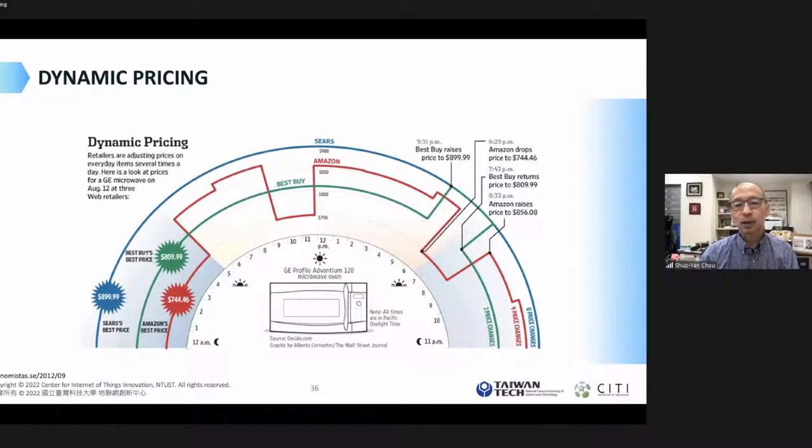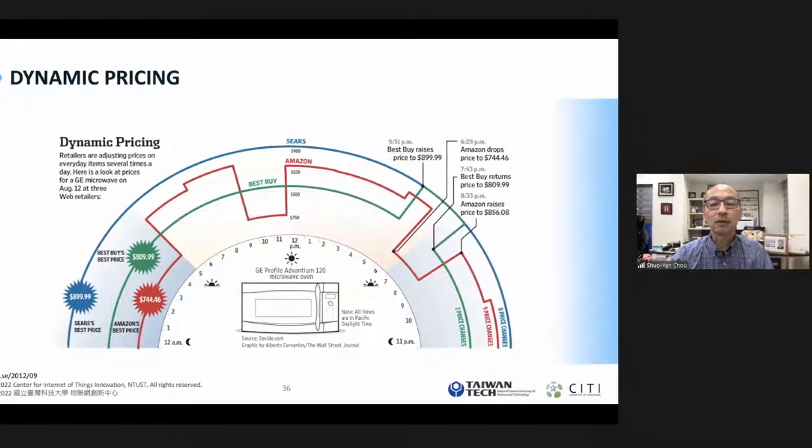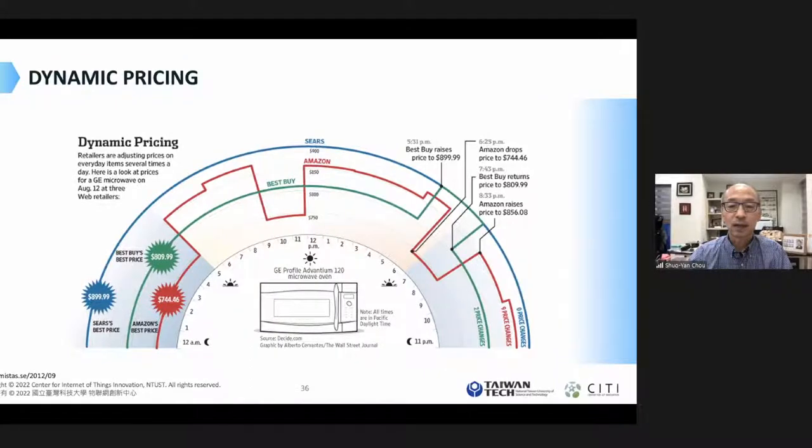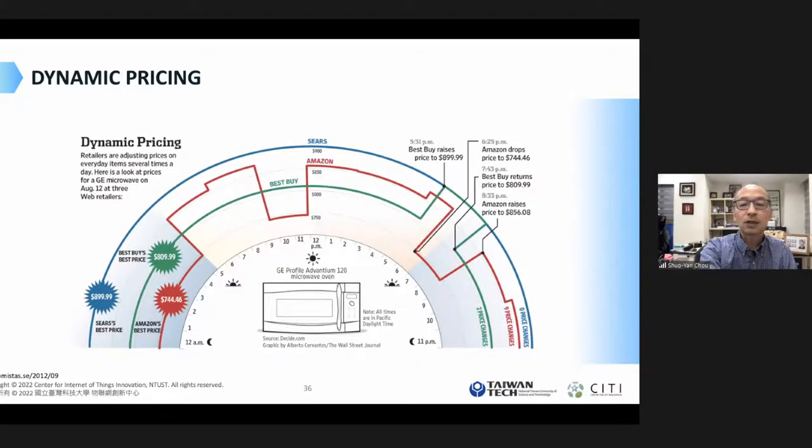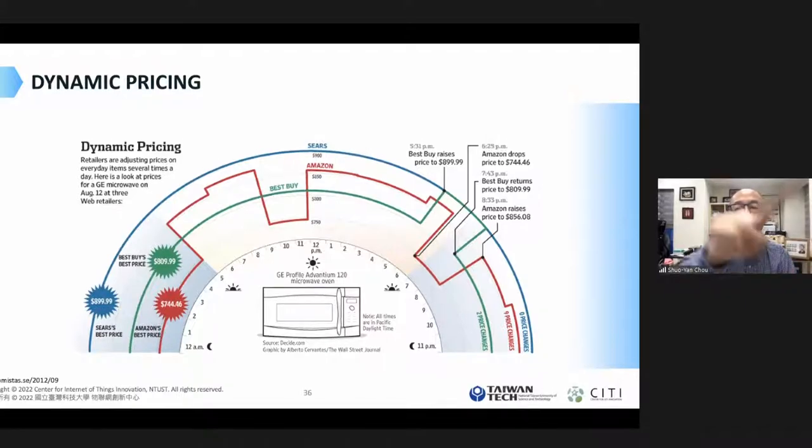Different application. I think all of you know e-commerce very well already. With the e-commerce company, here is an example. With physical companies such as Sears, or companies specifically selling this microwave, for example, Best Buy. For Sears, they set the price of the microwave and the price will stay there unless there's an event, right? So if you look at this, this is the course of a day. The semicircle is the course of a day.